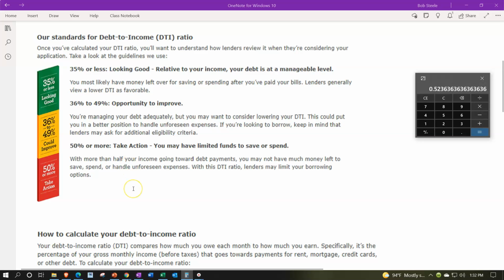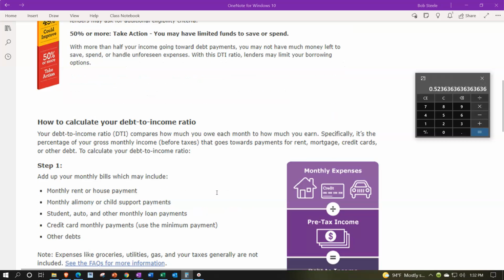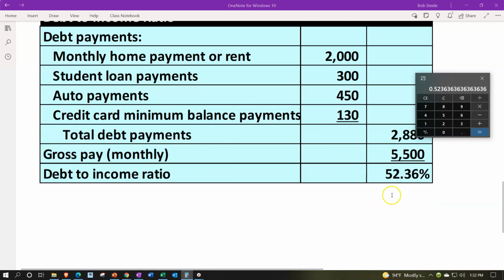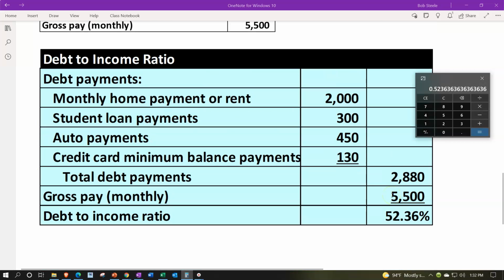And then 50% or more, take action. You may have limited funds to save or spend, and so you could be in a danger zone here. With more than half of your income going towards debt payments, you may not have much money left to save, spend, or handle unforeseen expenses. With this DTI ratio, lenders may limit your borrowing options. So obviously we're in a kind of danger zone just over the 50% here. So that would be a tough lending possibility.